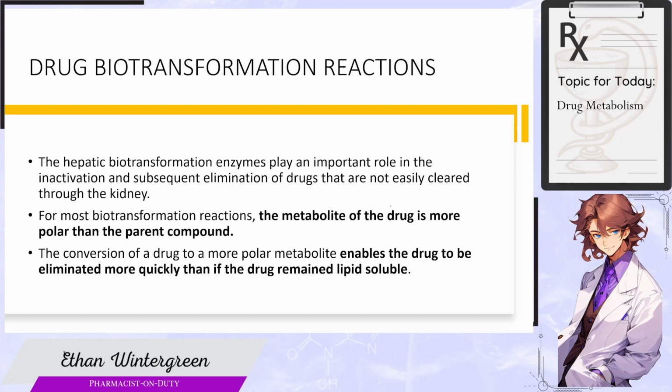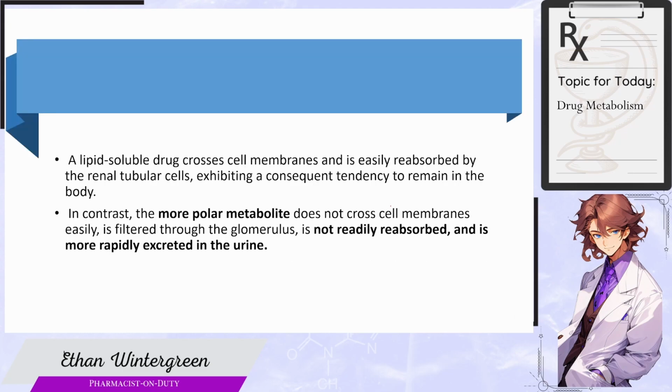The conversion of a drug to a more polar metabolite enables the drug to be eliminated more quickly than if the drug remained lipid soluble, since lipid soluble drugs tend to accumulate in the body, as we discussed in distribution. Because lipid soluble drugs can cross cell membranes and can easily be reabsorbed, they tend to prolong in the body. In contrast, more polar metabolites tend to not accumulate and eventually go out into the urine.